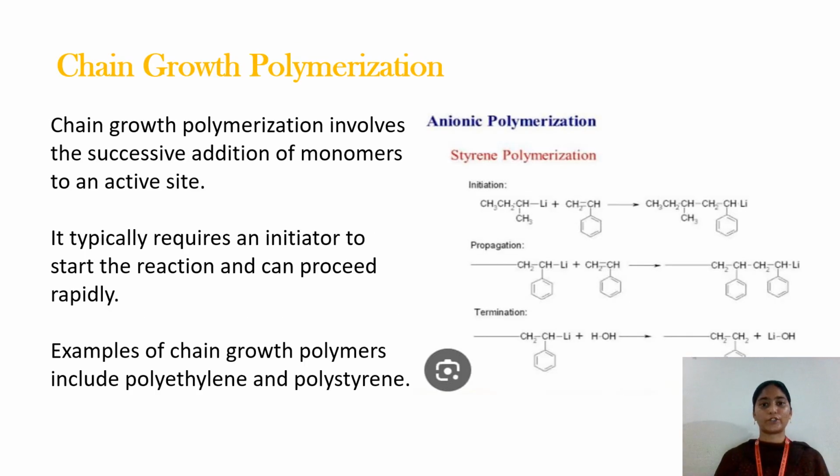Chain growth polymerization. Chain growth polymerization involves the successive addition of monomers to an active site. It typically requires an initiator to start the reaction, which can proceed rapidly. Examples of chain growth polymers include polyethylene and polyester.